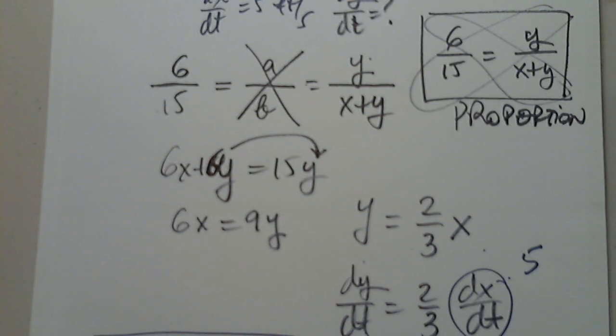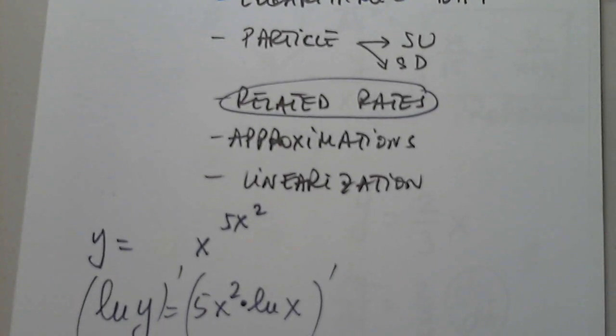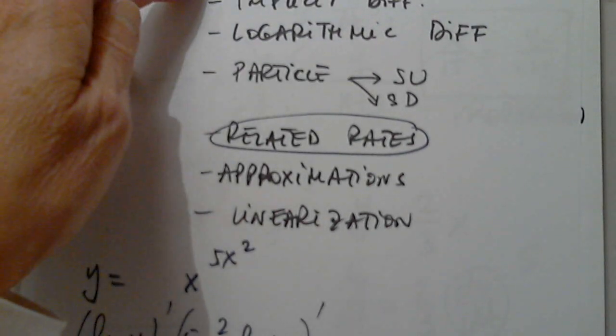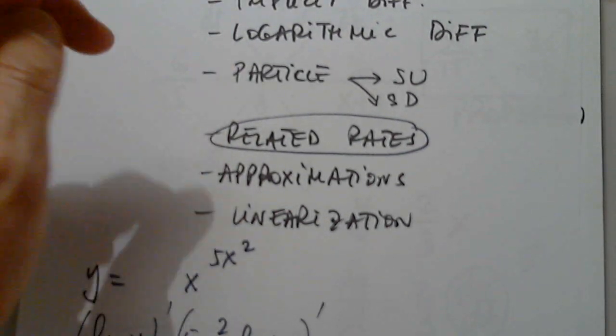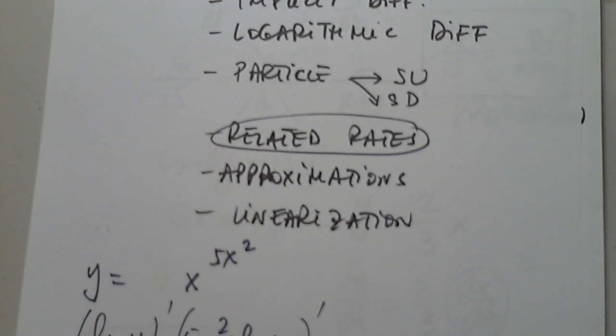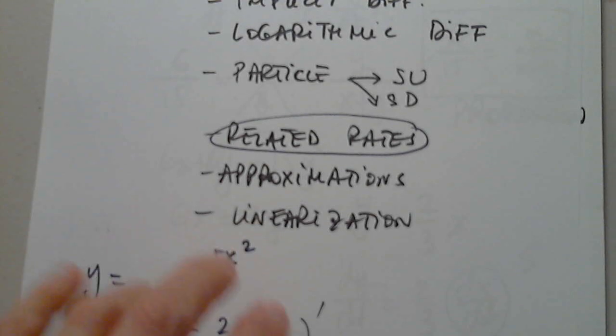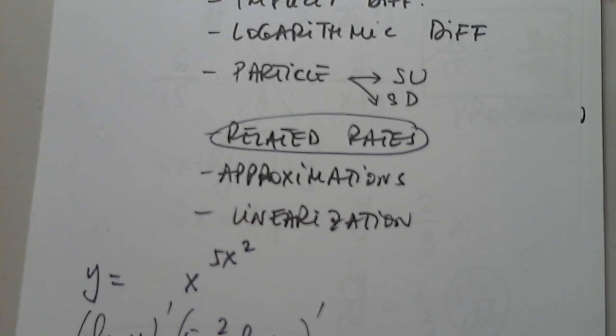Okay, so let's go back to the list. And please tell me what you would like to continue with. Derivatives of all different functions. Implicit differentiation, logarithmic differentiation, the particle with the velocity, the acceleration, etc. Approximations and linearization. Please pick a topic so we can continue. Anyone, please?